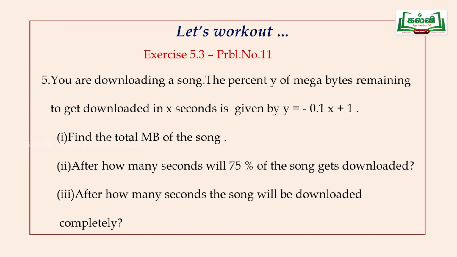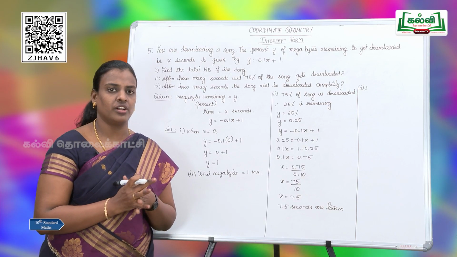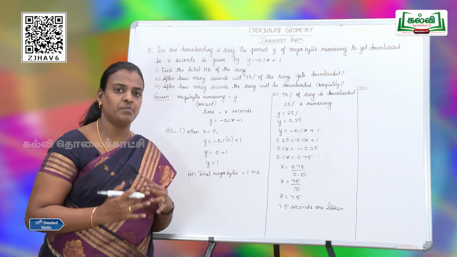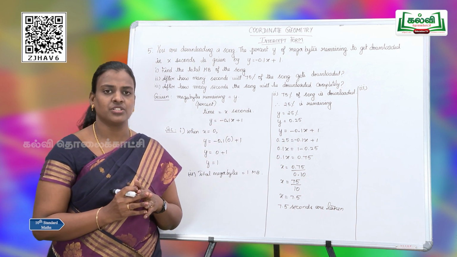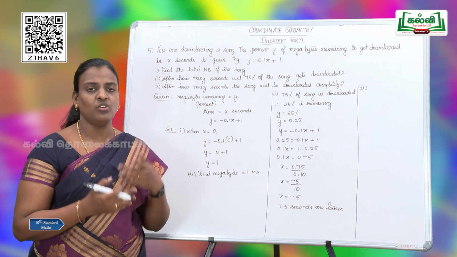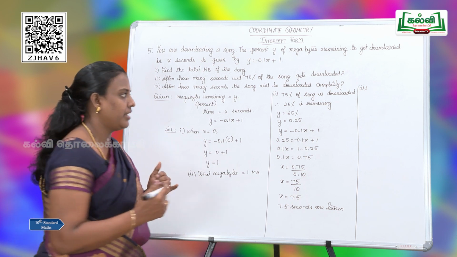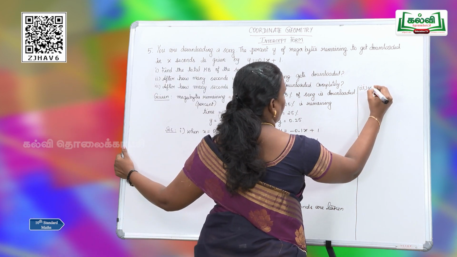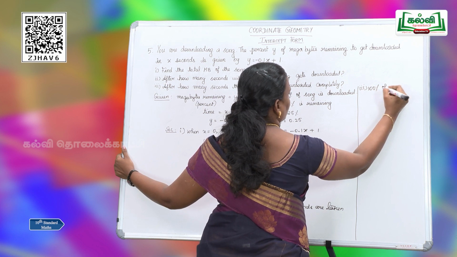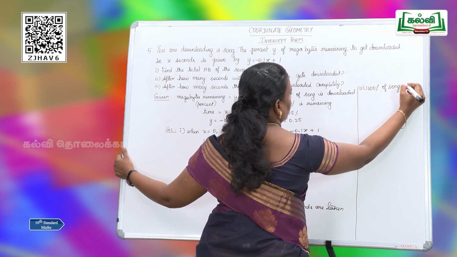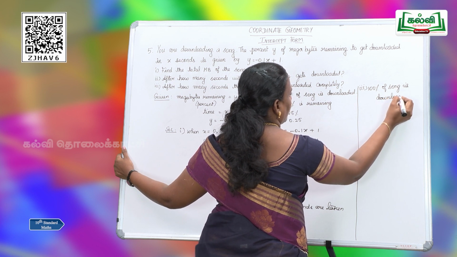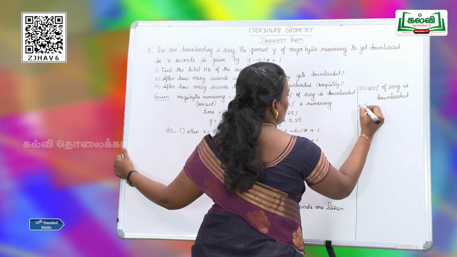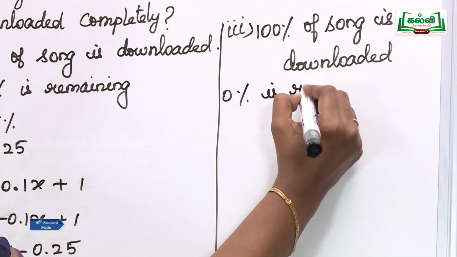What do you mean by completely? Fully the song has got downloaded, isn't it? That means 100% of the song is downloaded. So, what is the remaining percentage? There is no percentage remaining, or I will say 0% is remaining. Yes. So, 100% of the song is downloaded. So, when I say 100% is downloaded, 0% is remaining, isn't it?